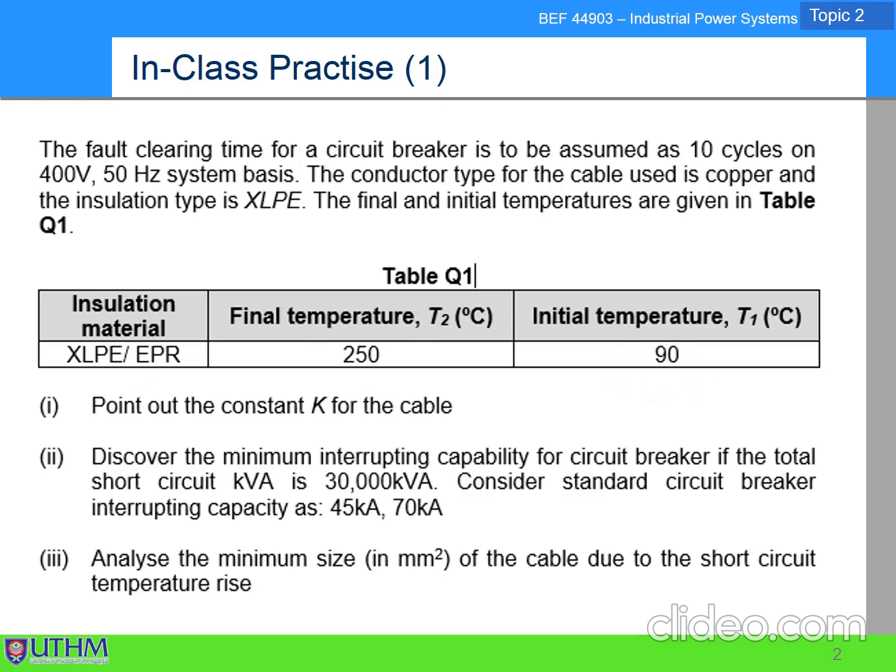Question number 1 is to point out the constant K for the cable. Number 2 is to discover the minimum interrupting capability for the circuit breaker if the total short circuit kVA is 30,000 kVA. Consider standard circuit breaker interrupting capacity as 55 kA or 70 kA. Question number 3: analyze the minimum size in mm squared of the cable due to the short circuit temperature rise.